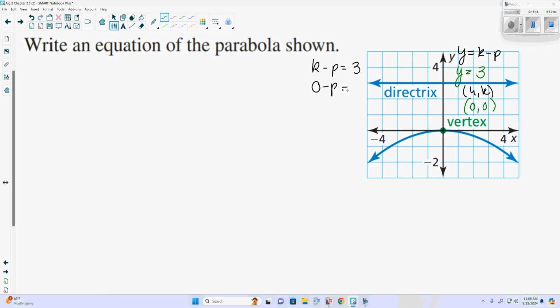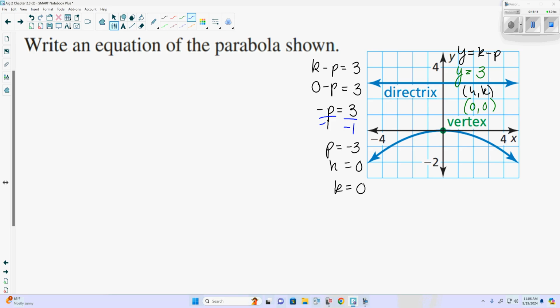0 minus p is 3. Well, 0 minus p is just negative p, which is equal to 3. We can divide both sides by negative 1, telling us p is negative 3. H is 0, k is 0.